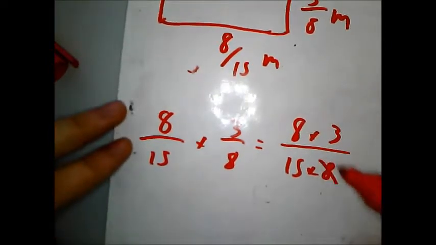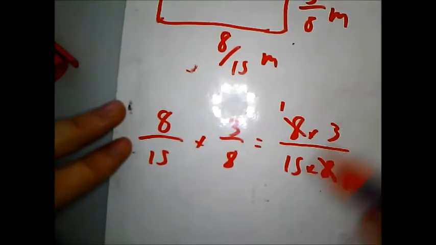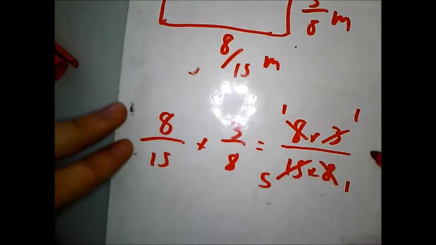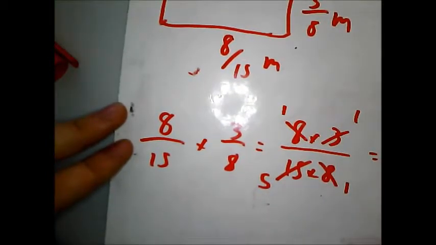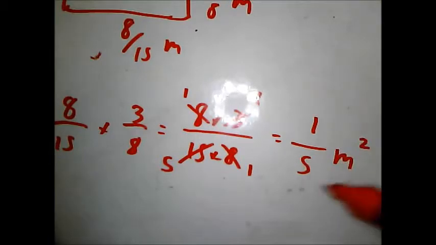Spotted common factors here. So both those cancel to be 1 because I've divided by 8. And I've got common factors here, divide by 3. So that's 1 and 5. So I get 1 times 1, 1. And 5 times 1, 5. So it's 1/5 of a meter squared. Remember, we're finding an area.